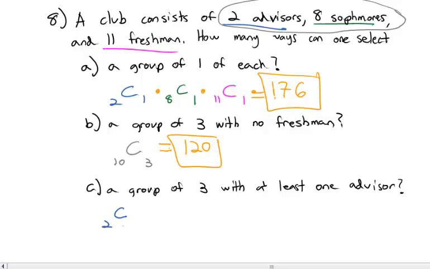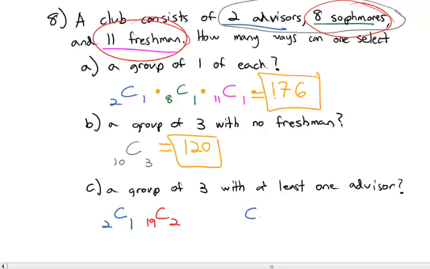So of the 2 advisors, we're going to choose one of them. Then of everyone else, how many other people are there? Well, there's 8 sophomores and 11 freshmen. So there are 19 other people to choose from. And we've already got 1 person that's an advisor, so there's 2 more spots available to be selected.